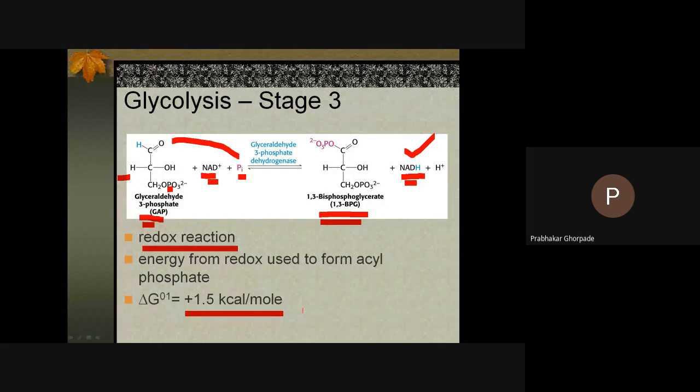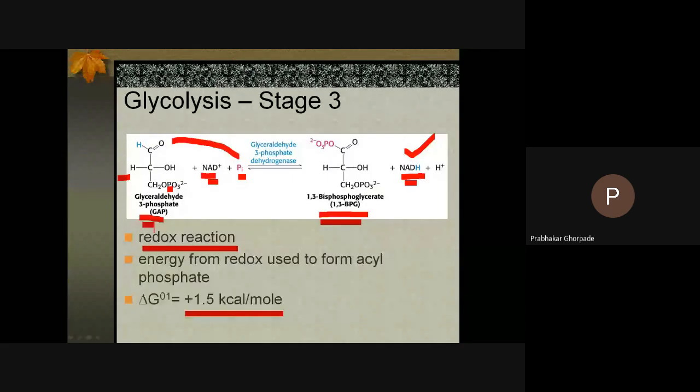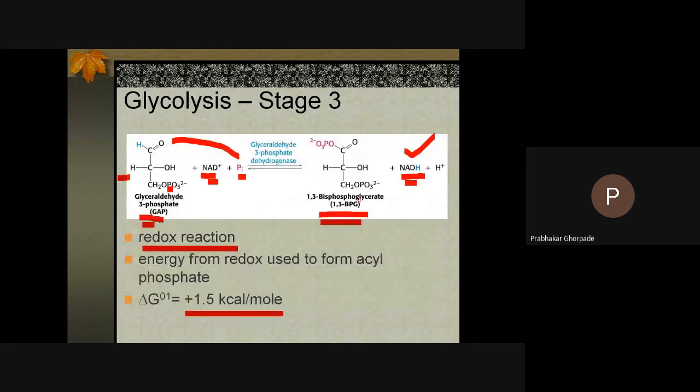The energy involved is plus 1.5 kilocalorie per mole. This basically consists of two coupled reactions. In this coupled reaction, glyceraldehyde 3-phosphate is shown here, and ultimately first NADH is produced, and then the phosphate group gets attached in the later step, and now we are getting this molecule, 1,3-bisphosphoglycerate.